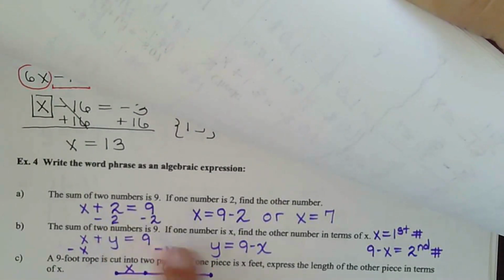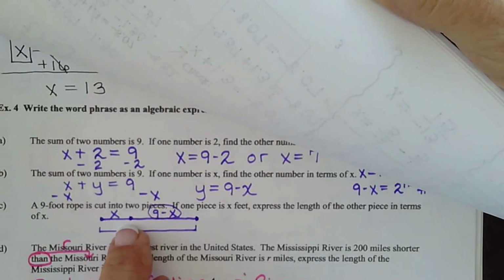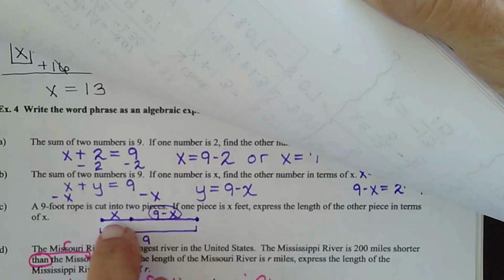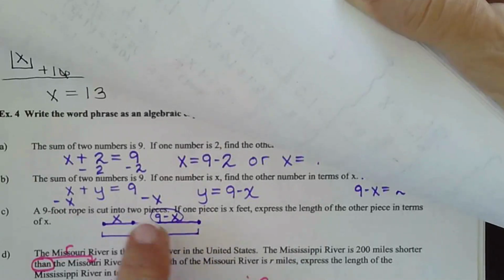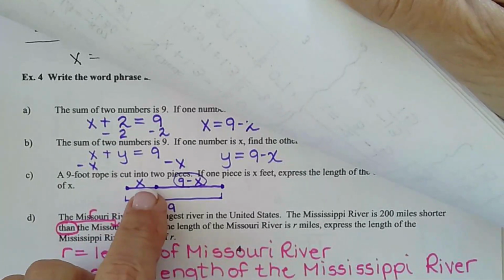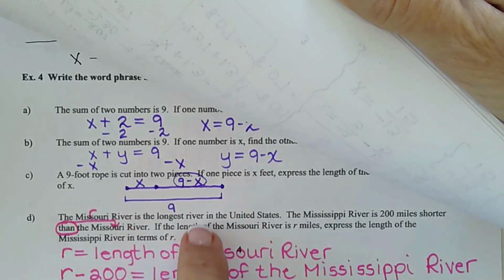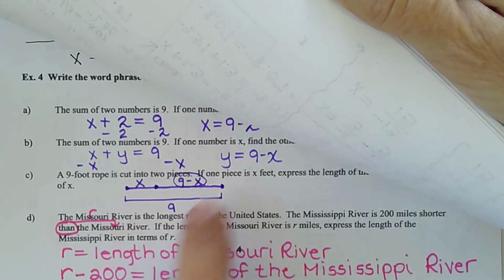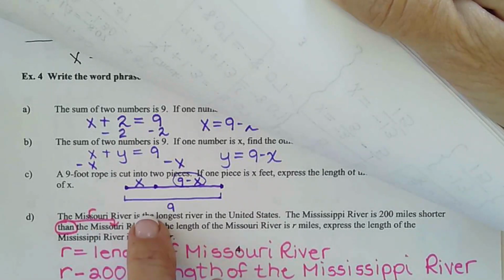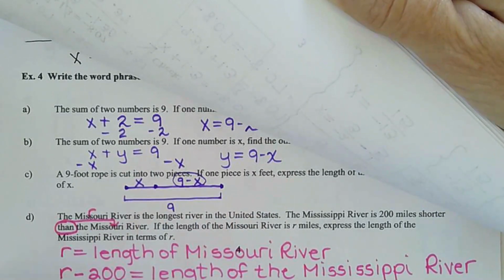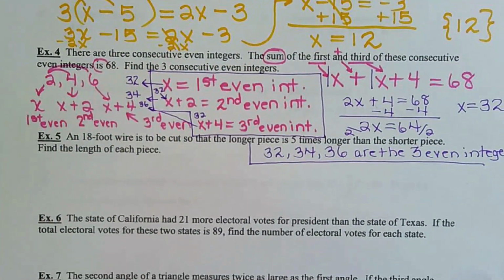Yes. So a 9-foot rope is cut into 2 pieces. So X is the first piece. The second piece is the total minus X. Because if this piece is 2 feet, the second piece is going to be 9 minus 2, 7. If this piece is 5 feet, the second piece is going to be 9 minus 5. So you always subtract from the total to get the second piece. So just keep that in mind as we do this one.